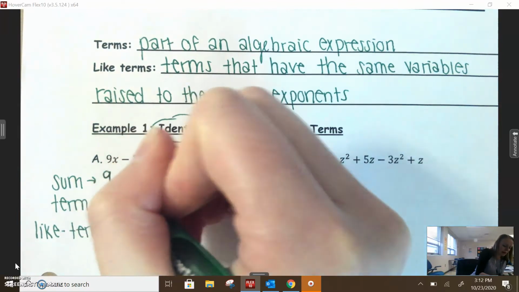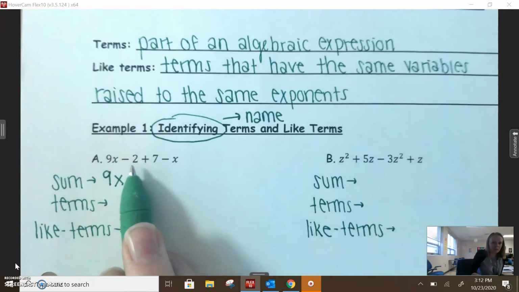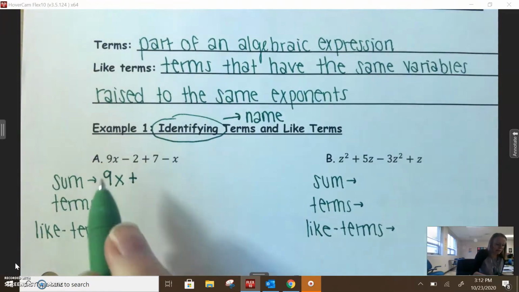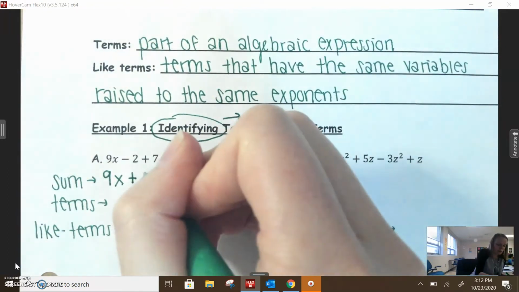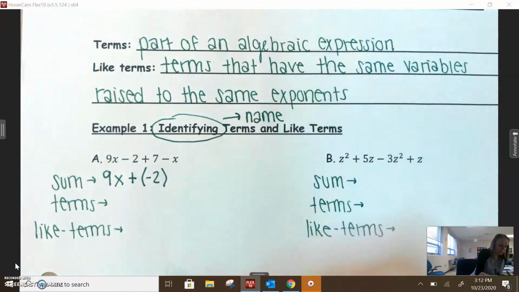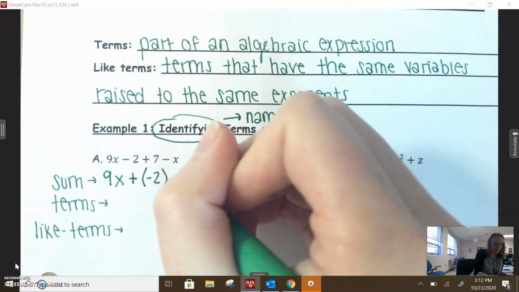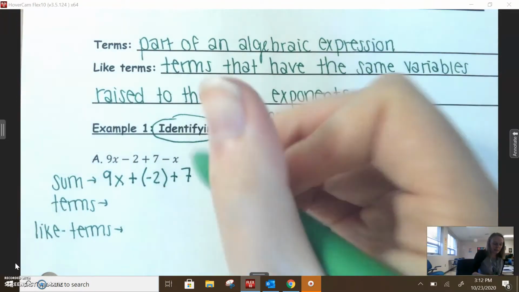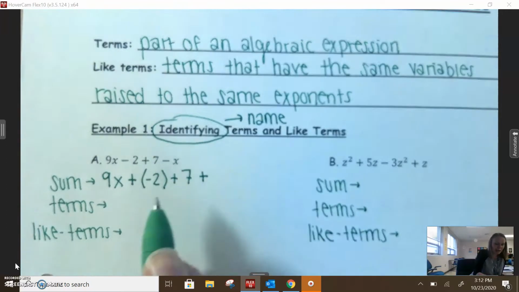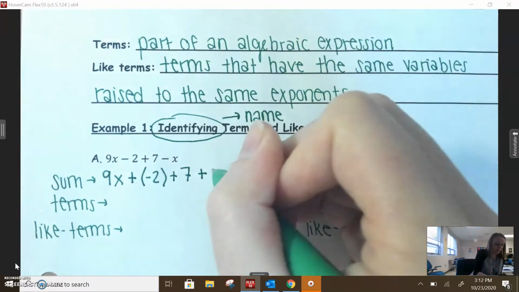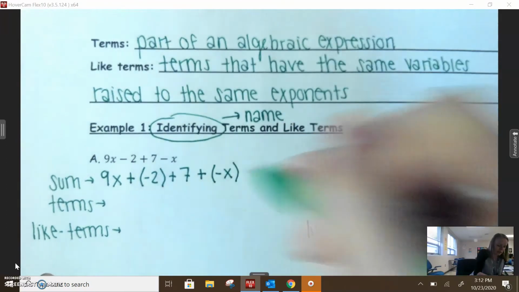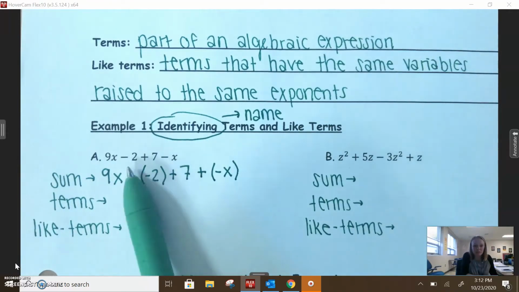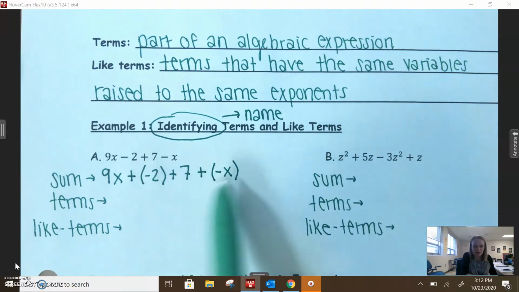So the 9x, that'll stay the same. Now subtracting 2, we don't like subtracting, so we're going to change this to adding. The opposite of 2 is negative 2. The next part, plus 7, that's still adding. We like that. The last part, minus x, that's subtraction. We don't like that, so we're going to change that to adding the opposite, which is negative x. So the first step here, all I really did was change our subtraction signs to addition of the opposite.